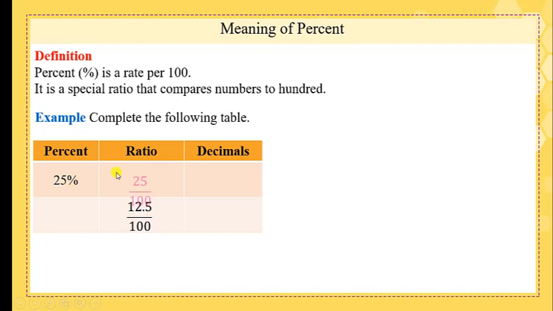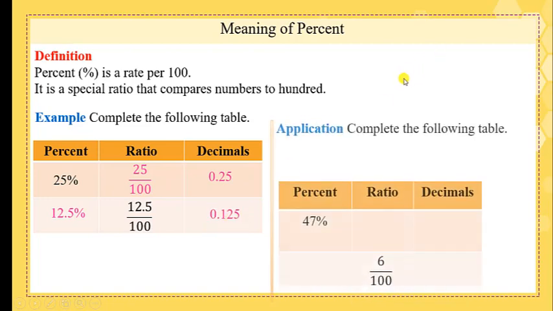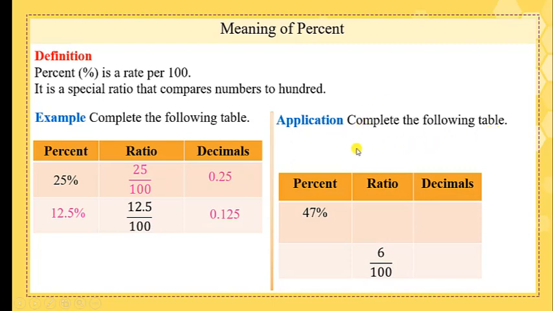25% is equal to 25 over 100. And by dividing 25 by 100, we get 0.25. In this ratio, the denominator is 100, so we can transform this ratio to a percent, that is 12.5%. And as a decimal, by dividing 12.5 by 100, we get 0.125. Now please pause the video and complete this table.